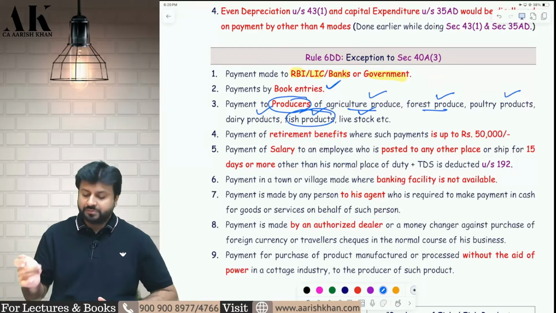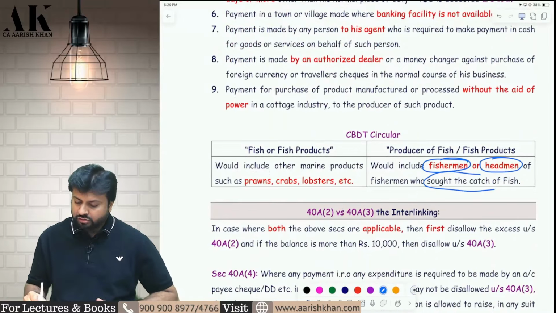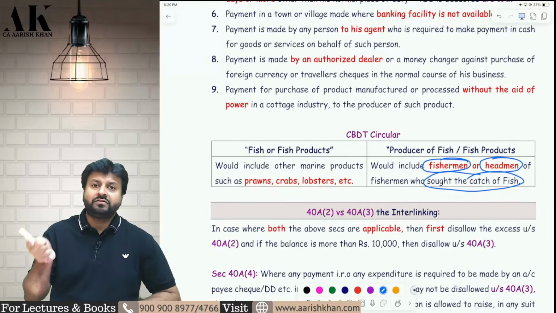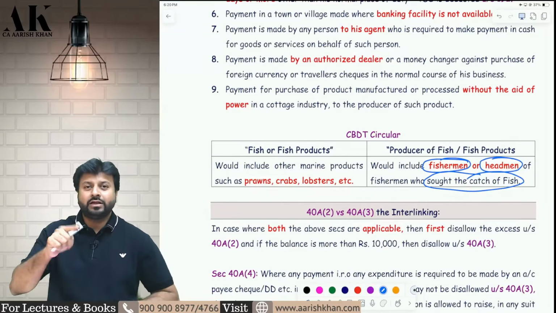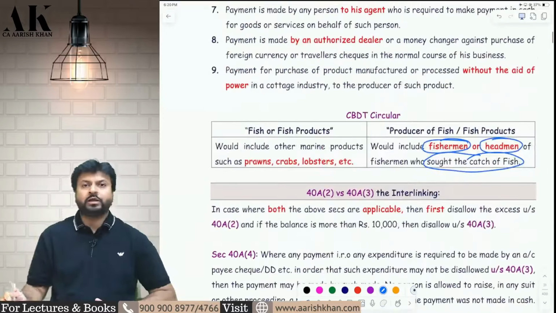Who are producers of fish product? The CBDT has clarified that the fisherman is the producer of fish product, or the headman of the fishermen who sorts the catch. All those who catch the fish are called fishermen. Therefore, if you buy directly from the fisherman, then rule 6DD is applied, and you can make the payment in cash. There is nothing wrong in that. You can make the payment in cash.